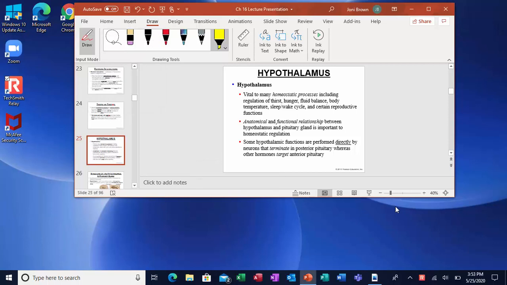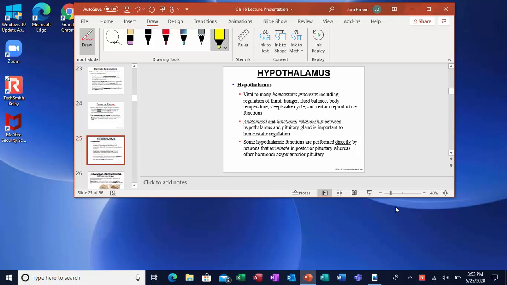Now we're going to start looking at the parts of the endocrine system. We've looked at how it's made and all the different structures, and we've looked at what stimulates these endocrine organs and what effects the hormones can have. But now we want to look at the individual ones, and we're going to start out with the hypothalamus.